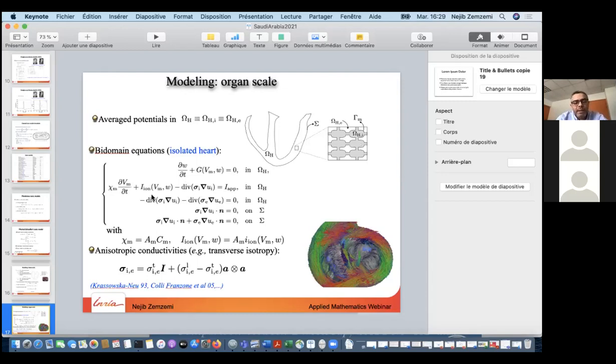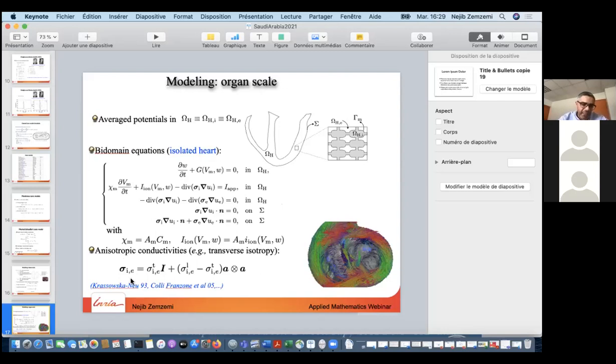Then you have this conservation law, which is the elliptic equation. You can see here that both are coupled by the intracellular potential. So these are coupled equations. And you have isolation conditions, which means that the current does not flow outside the heart, and the extracellular current also does not flow outside the heart. This is what we call the bidomain model in the human heart.